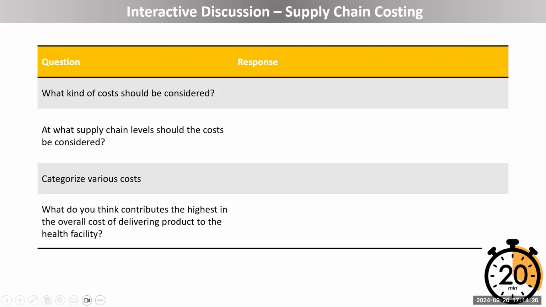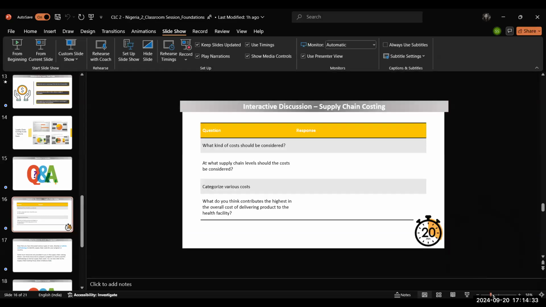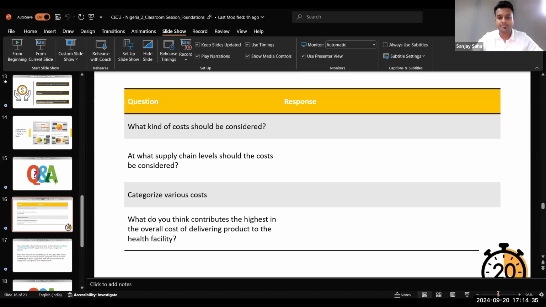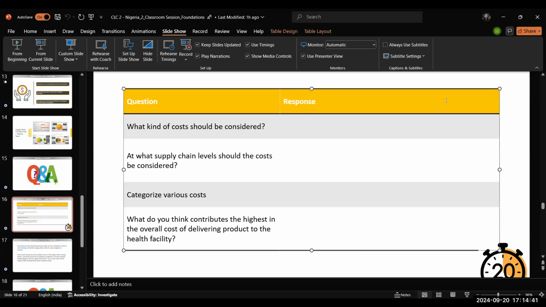Hello. Yeah, Isaac. Yes, go on. Okay, so the first question is, what cost should be considered? Yes, please go on.